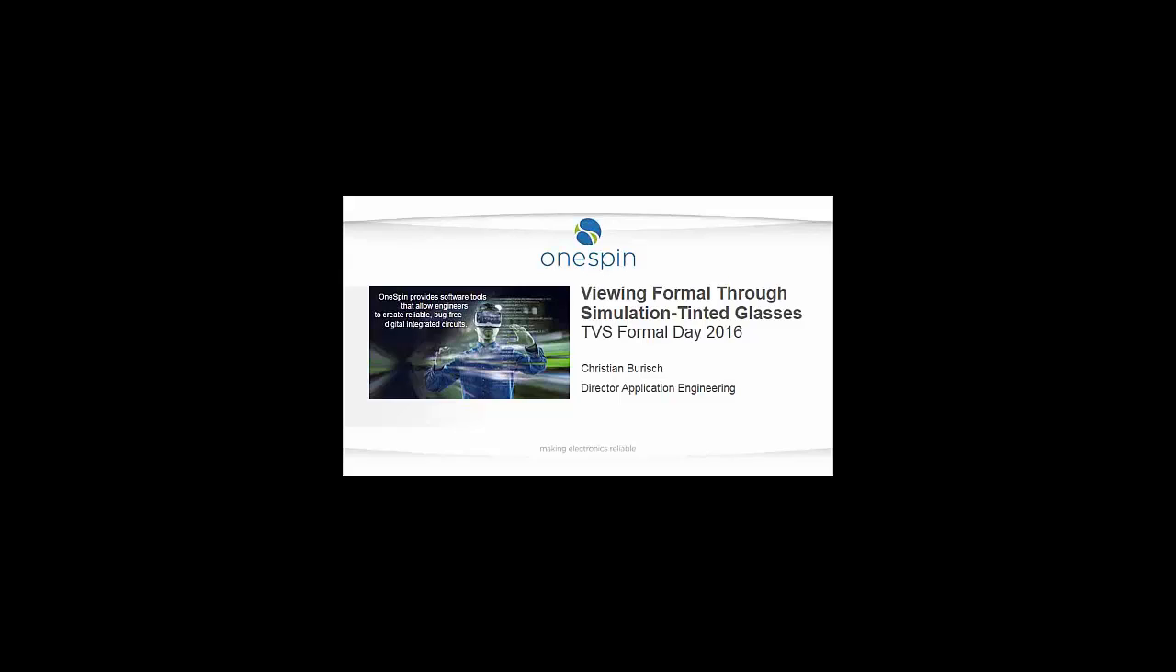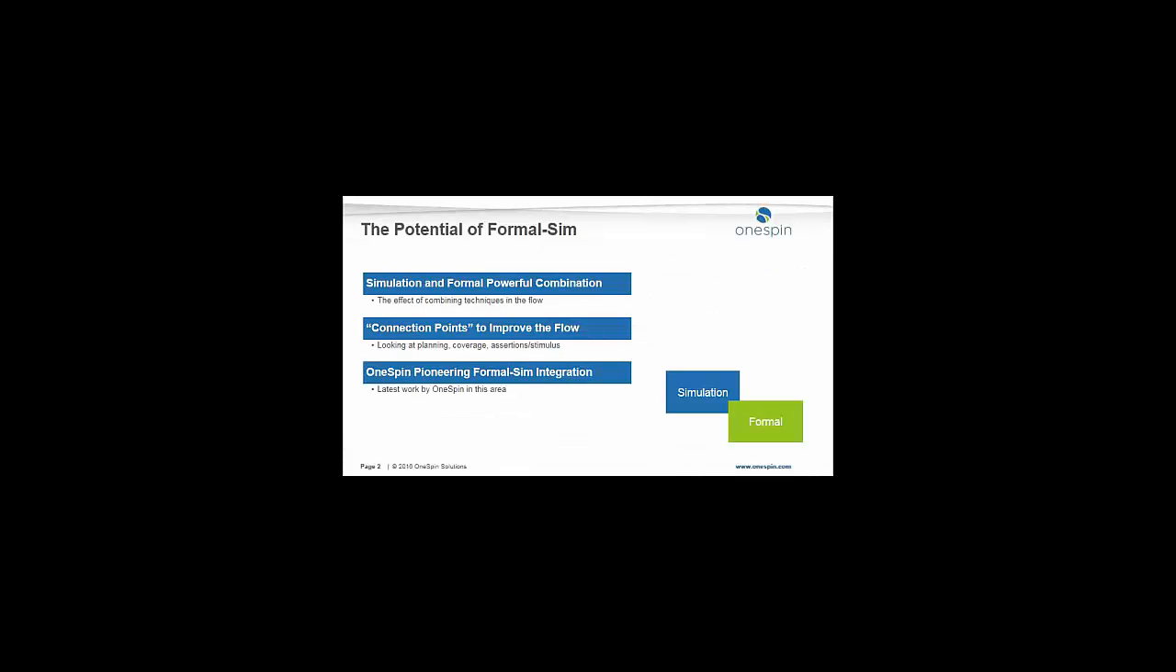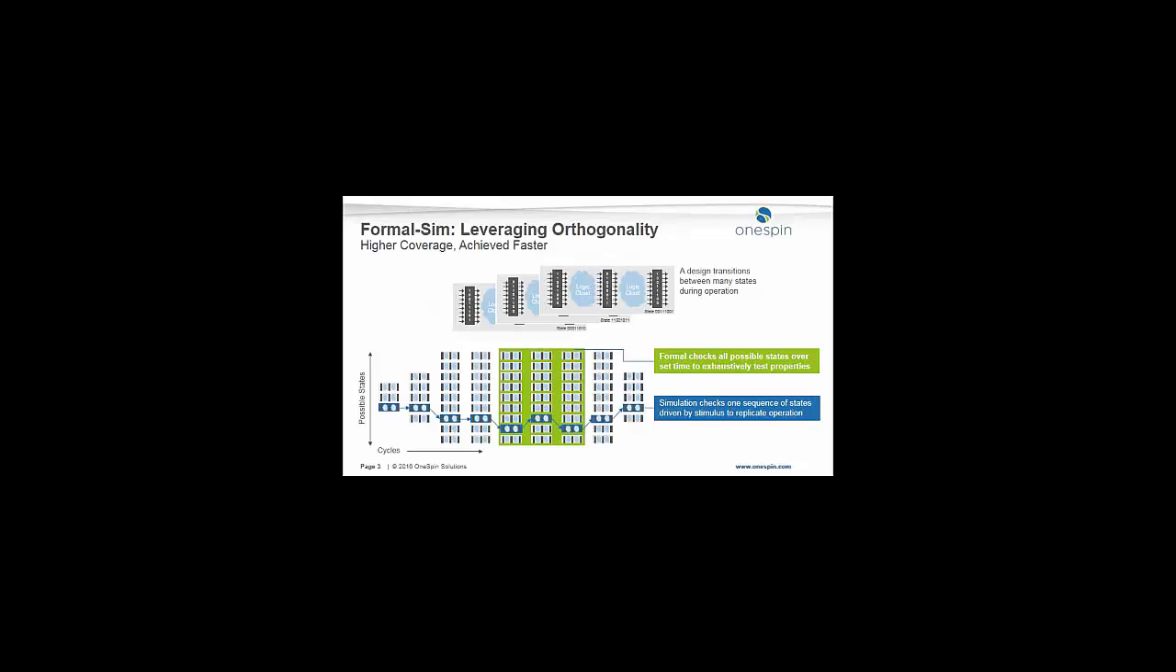So the topic today is to talk a little bit about how simulation and formal can work together and how you can make formal a bit more attractive and workable for simulation users. Clearly, simulation and formal together are a very powerful combination, but maybe some better connection points are needed to improve the flow. We've got some things that we've done there in OneSpin and some things that we're planning to do that might be interesting to outline here.